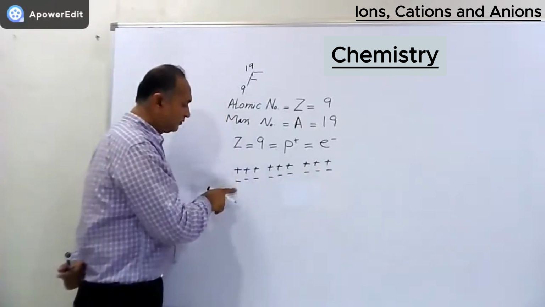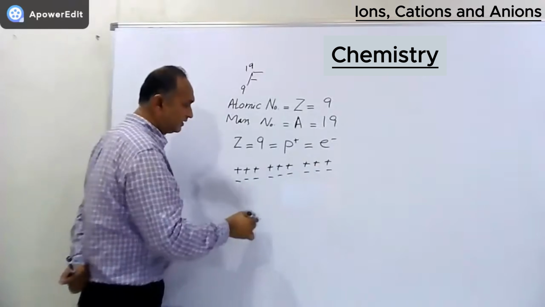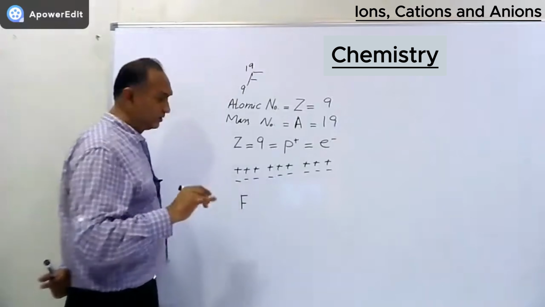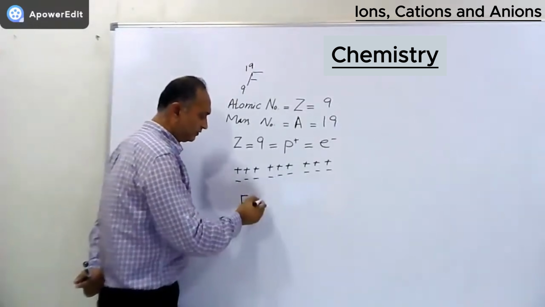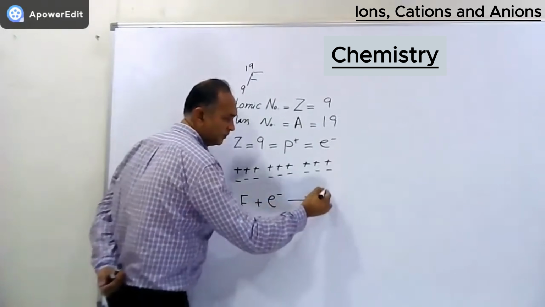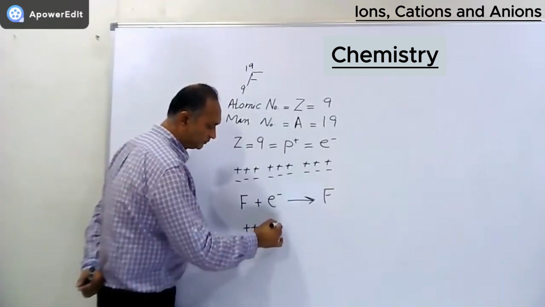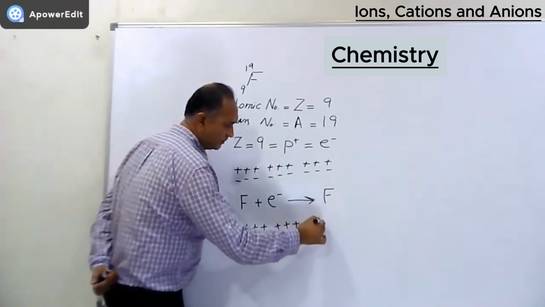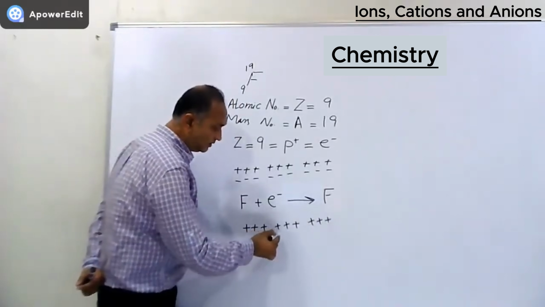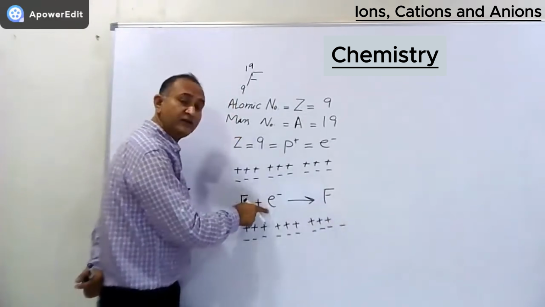For each negative, there's a positive. So the charges are balanced over here. That's why we write it like this, F. Let's suppose that this F gets an electron from somewhere. Now what will happen? The protons will remain as it is, with no change in the number of protons, and the number of electrons would be increased by one because it has added one electron.